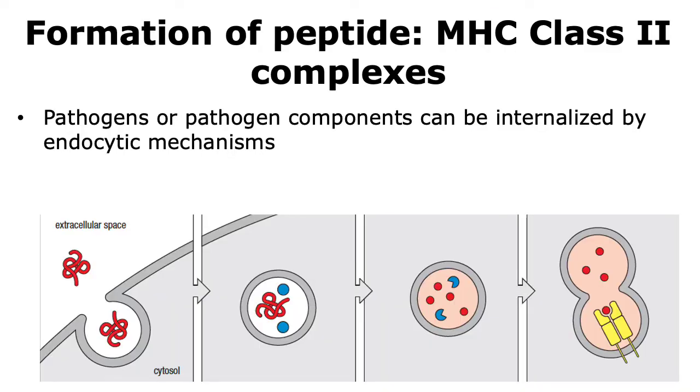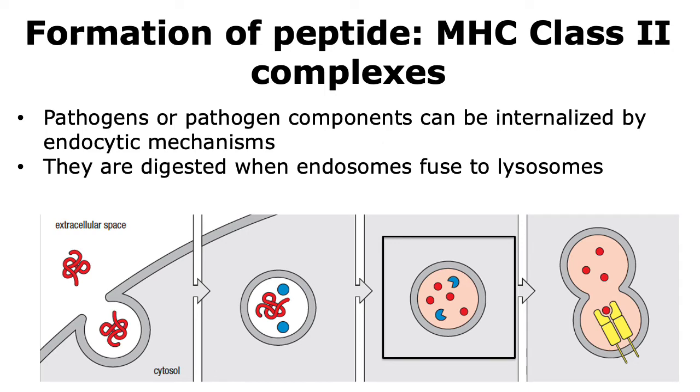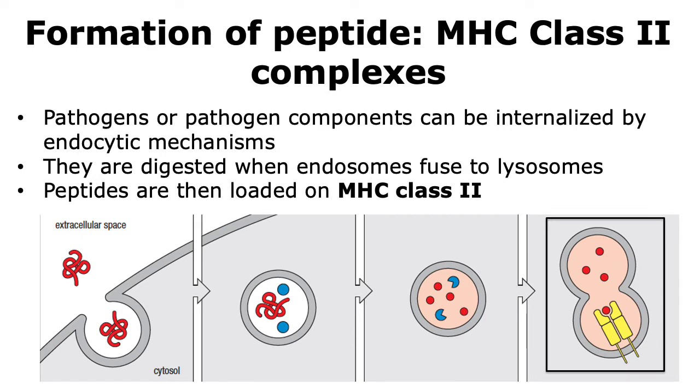Now, pathogens or pathogen components can be internalized by antigen-presenting cells through endocytic mechanisms. Once these components or pathogens are taken up by the antigen-presenting cell, they can be digested when these endosomes are able to fuse with lysosomes. The peptides that are then formed through this enzymatic digestion are loaded onto the MHC Class II molecules.